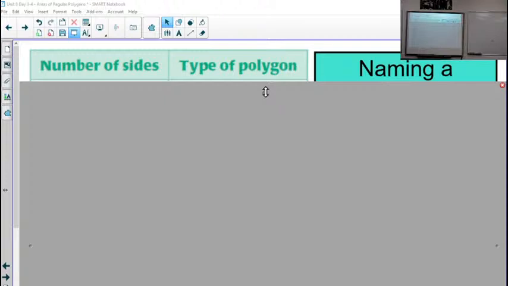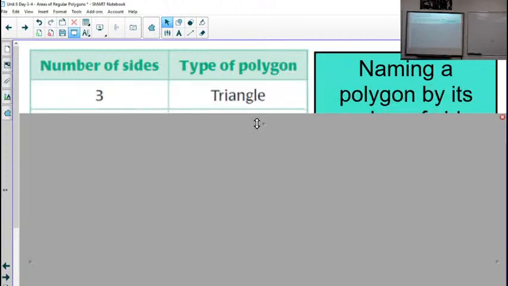3 sides. Start easy. What do we call a shape with 3 sides? A triangle. All right, we're off to a great start.